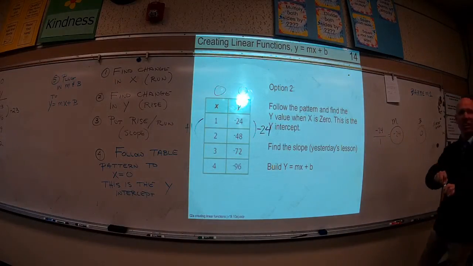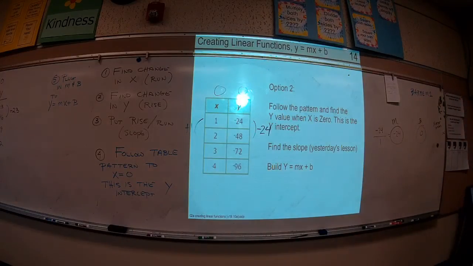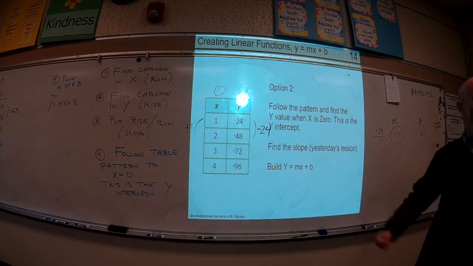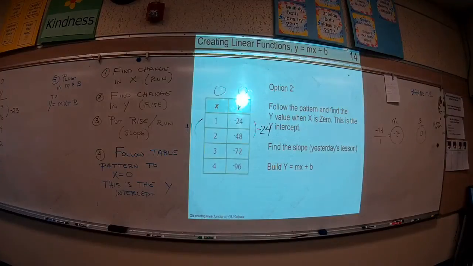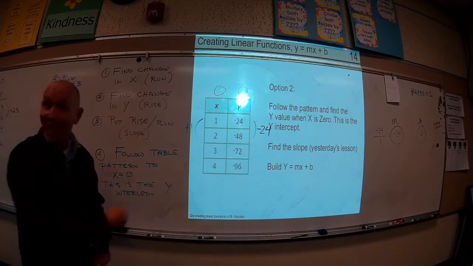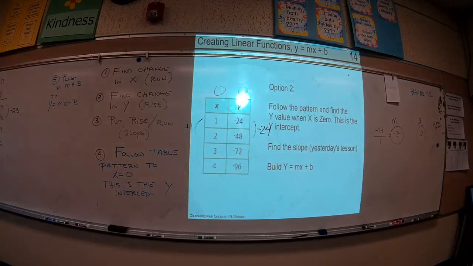Y equals negative 24x plus 0. Let's sing it. Y equals negative 24x plus 0. Y equals negative 24x plus 0. Y equals negative 24x plus 0. Sorry, we have to sing it again. Griffin, everyone sing. Y equals negative 24x plus 0.